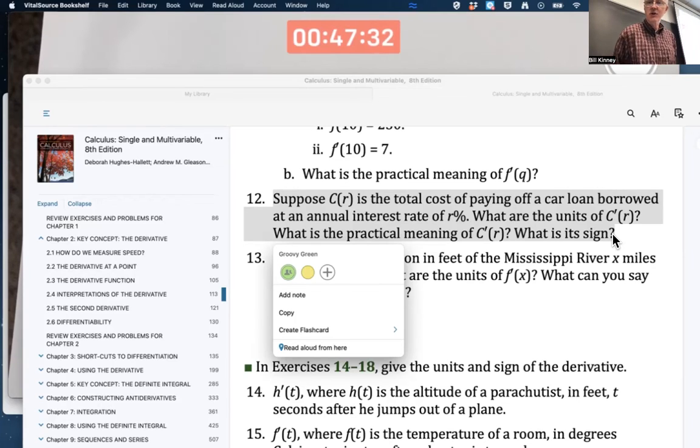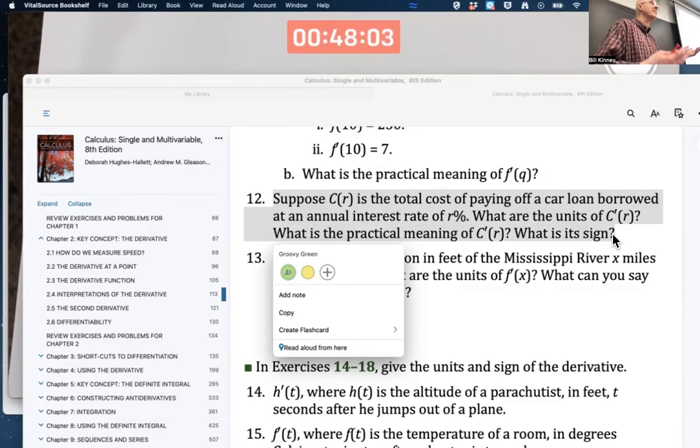Suppose C of R is the total cost of paying off a car loan borrowed at an annual interest rate of R%. What are the units of C prime of R? What's its practical meaning? What's its sign? Again, it's a challenge to understand what in the world this is talking about. And in fact, it's good to have some real life experience in this example to understand what it's talking about. To know that the higher the interest rate, the more it's going to cost.